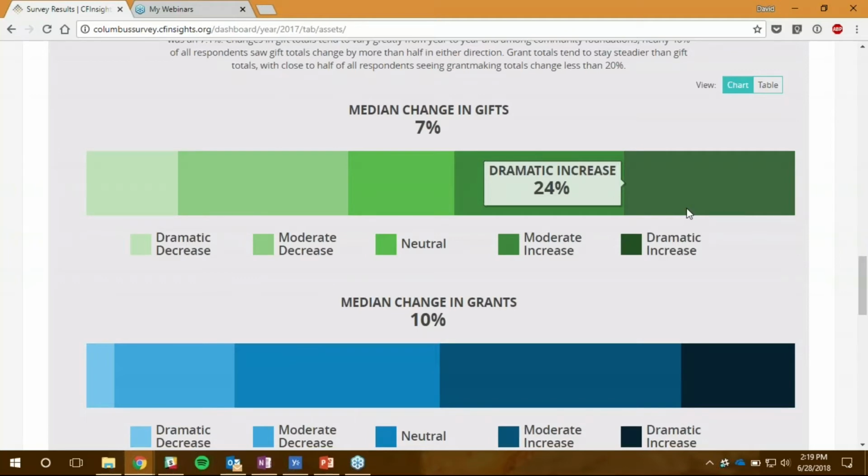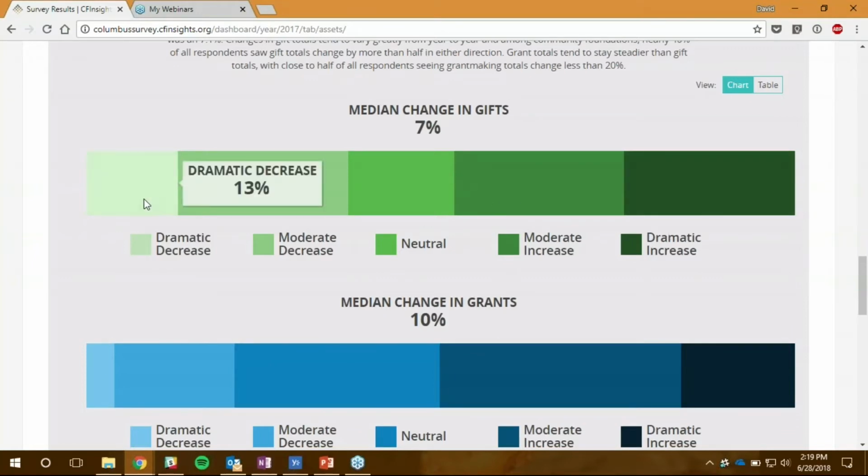These can sometimes be attributed to something really simple, and that's basically the realization of a planned gift that's rather large, or the receipt of an unusually large one-time gift. So in the year that they receive the gift, they're going to see that dramatic increase, and then the following year, they might see a dramatic decrease as their gift levels go back to a more normal trajectory.